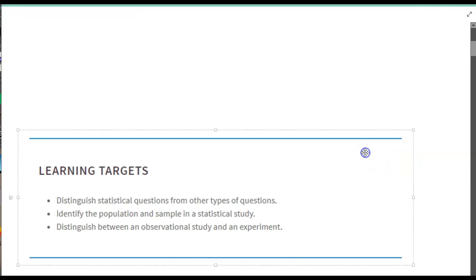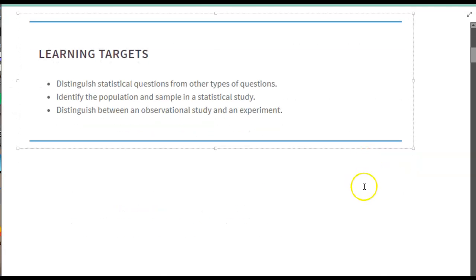Alright, Stat Stars, up to this point we've been talking about how we can take sets of data and display it and analyze it and draw some conclusions from it. Now we're going to talk about where do we get the data? How do we collect it? And we're going to begin by learning how to distinguish statistical questions from other types of questions. In other words, you have to be able to ask the correct kind of question to get good data.